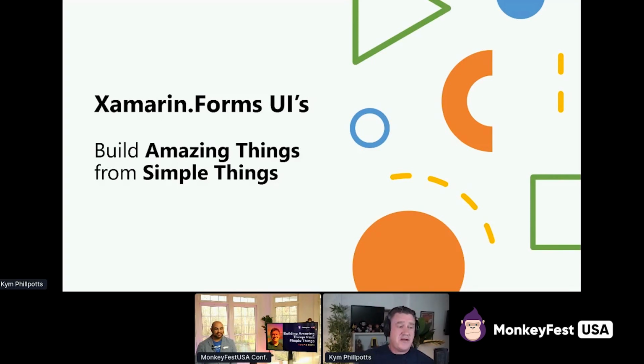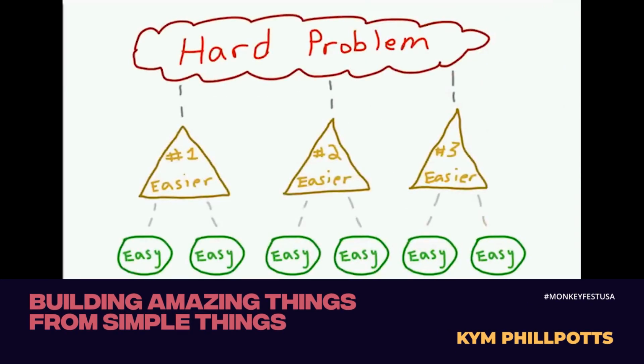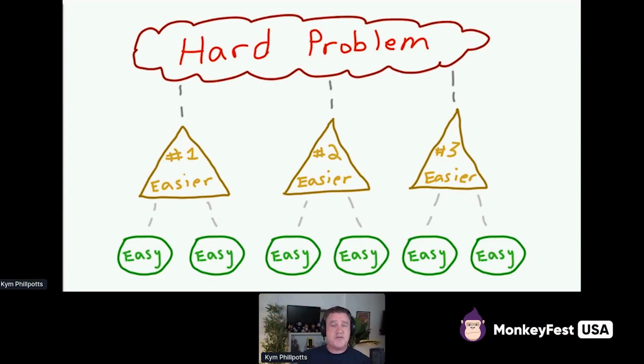All right. So welcome to MonkeyFest, everyone. I want to talk to you about building Xamarin Forms UIs and how you can build amazing things from just simple things effectively, right? Because, as developers, one of our key skills is actually going and breaking down hard problems into small problems. So this concept really applies to backend code and algorithms, but you can actually do the same sort of thing and use the same concepts for implementing UIs in Xamarin Forms as well. So by understanding some core concepts and patterns and tricks, you can create some really amazing UIs.